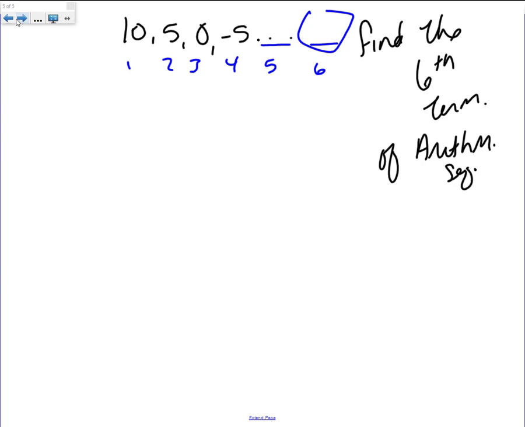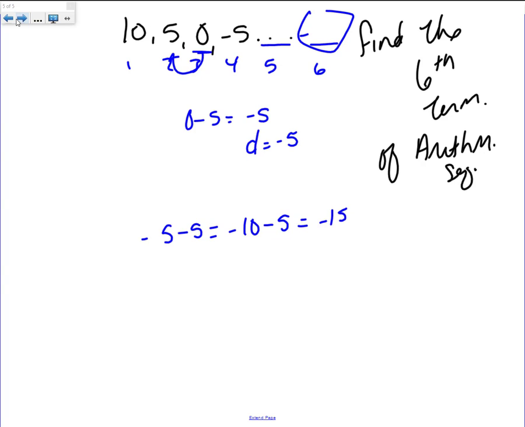So easy enough, you could find out what the common difference is, and I could take 0 minus 5, and get negative 5 as my d. Okay, did you see that? Choose a term, subtract the one in front of it. So that's what I got. And so I could continue this on. I could take my negative 5, and I could subtract 5, and I could get negative 10. And then I could take negative 10 minus 5, and I could get negative 15. And so I could find negative 15 to be my 6th term.